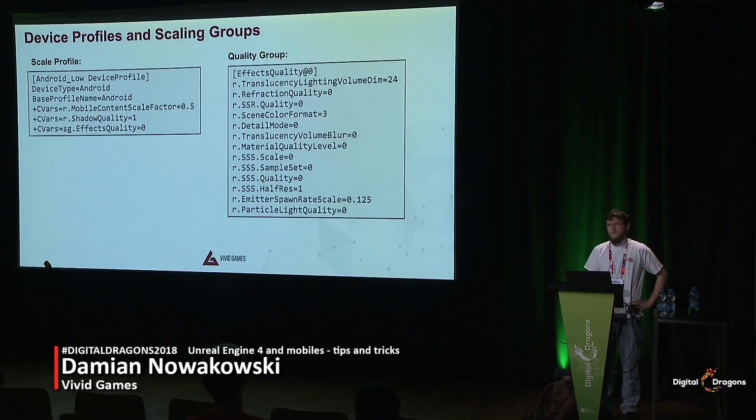For example, we can have the profile Android low, which sets the specific, like here, the shadow quality and the effects quality to low, so it can run much smoother. And also we have the quality groups, like here in the scalability profile, you can see the effects quality set to 0, and this setting will set all of the other settings that are inside this quality group, effects quality at 0.